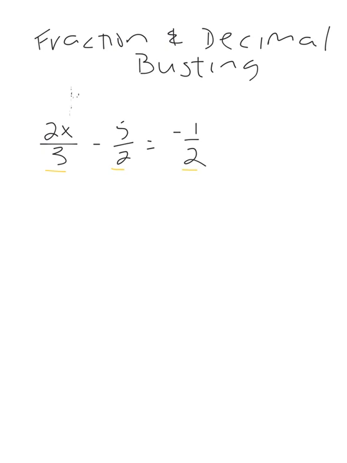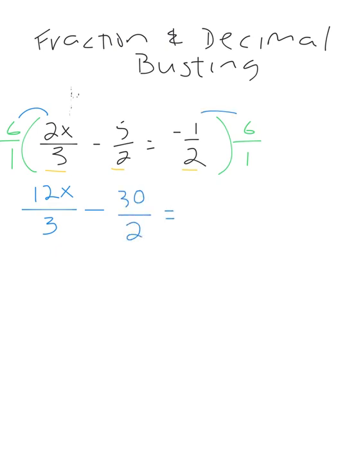You want to find the common denominator of 3 and 2. And if you remember, that would be 6. So look what happens if we multiply both sides by 6 over 1. I'm just going to go ahead and distribute, and I'm not going to simplify right now. 6 times 2x is 12x. 1 times 3 is 3. 6 times 5 is 30. 1 times 2 is 2. 6 times negative 1 is negative 6 over 2.